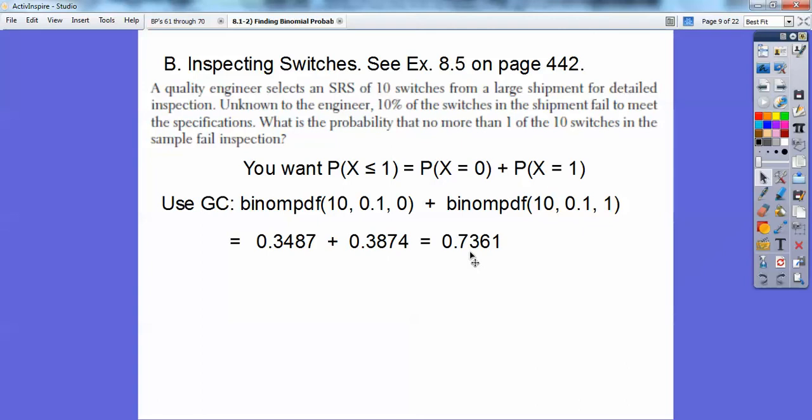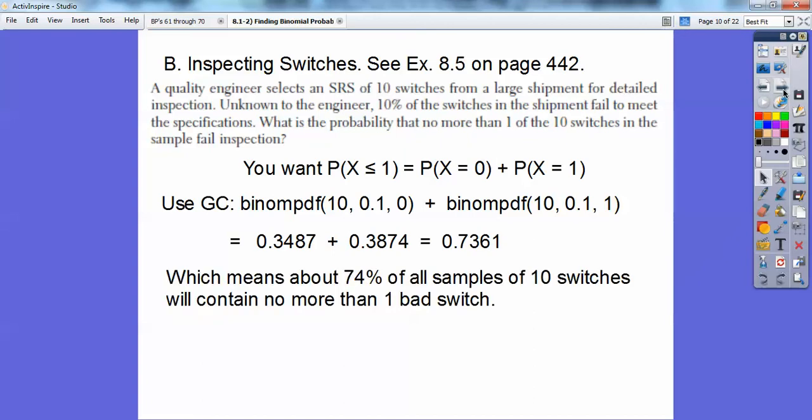Okay, now let's answer this. Don't leave it like that. I'll never leave it like that. Always answer it in the context of the problem. So what is the probability that no more than one of the 10 switches in the sample fail inspection? Well, I'd say something like this: this means that about 74%, or you can say a little less than 74%, of all the samples of 10 switches will contain no more than one bad switch. Make sure you answer it in the context of the problem.